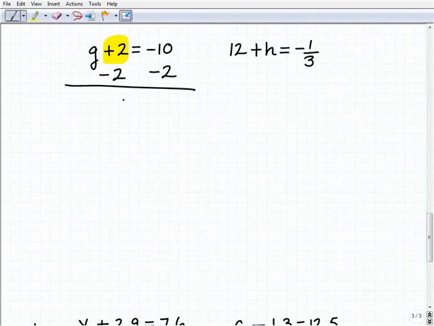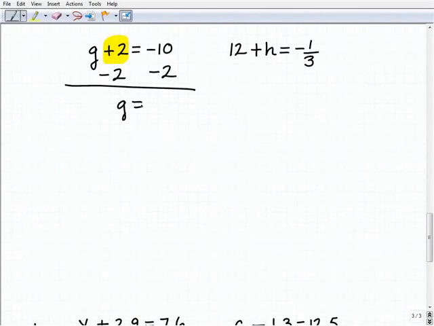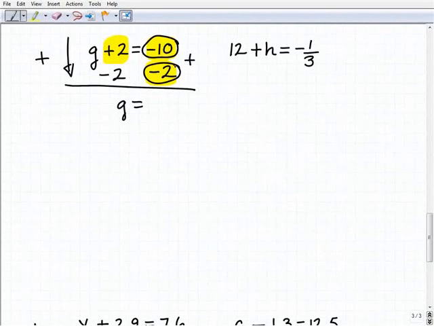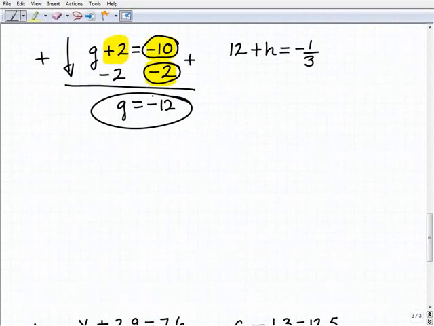All right, so now I'm going to get g equals, okay, positive 2 plus a negative 2 is 0. Then I get negative 10 plus negative 2. And remember, be careful here. It's always addition. You're always adding down. So this will be negative 10 plus negative 2, and that, of course, is going to be negative 12.